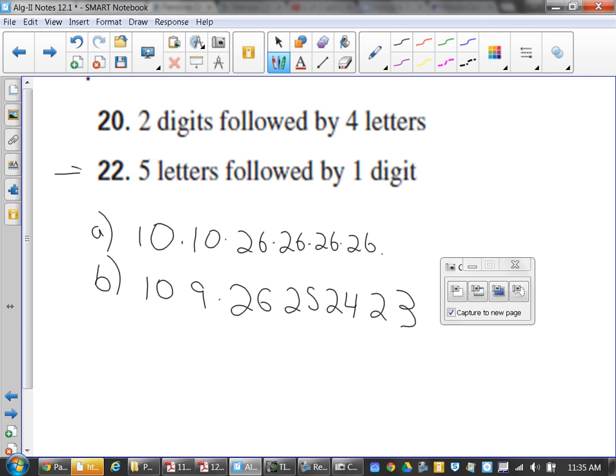Anyway, the next one, we're talking about 5 letters followed by a digit. You've got your 26 to the 5th times 10. Yep. Without repetition, 26, 25, 24, 23, 22 times 10. So it shouldn't be that bad.